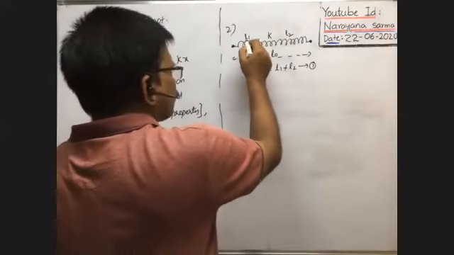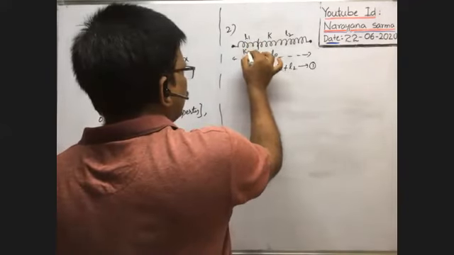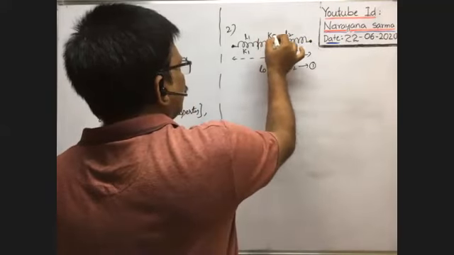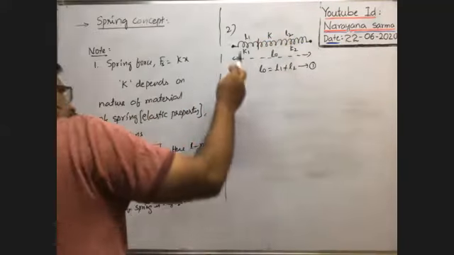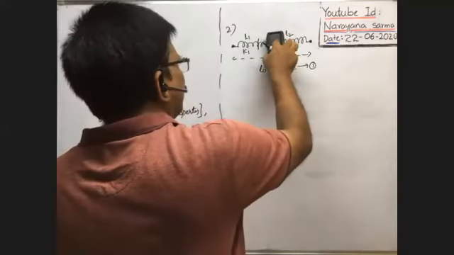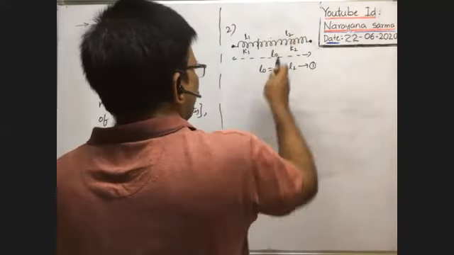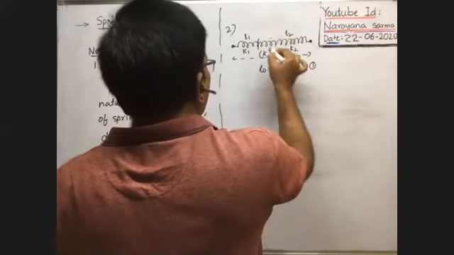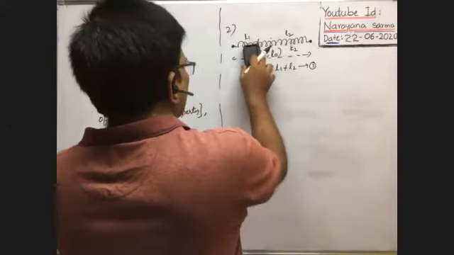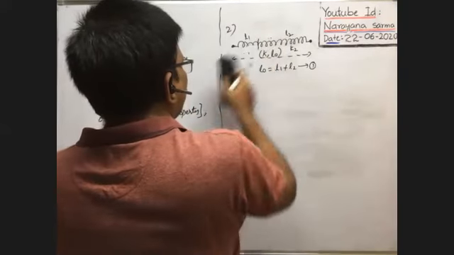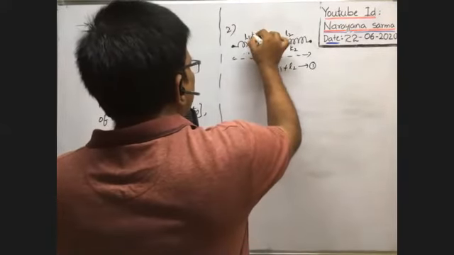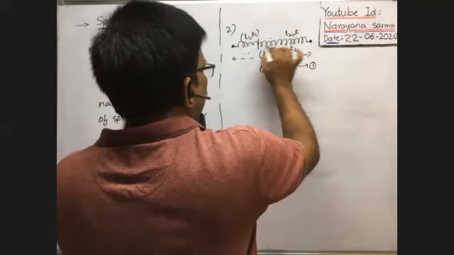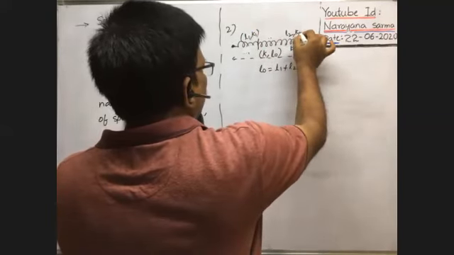Now the spring constant of this part is K1, and the spring constant of this other part is say K2. Actually, here K is the spring constant of the entire spring. For the part of length L1, the spring constant is K1, and for the part of length L2, the spring constant is K2.